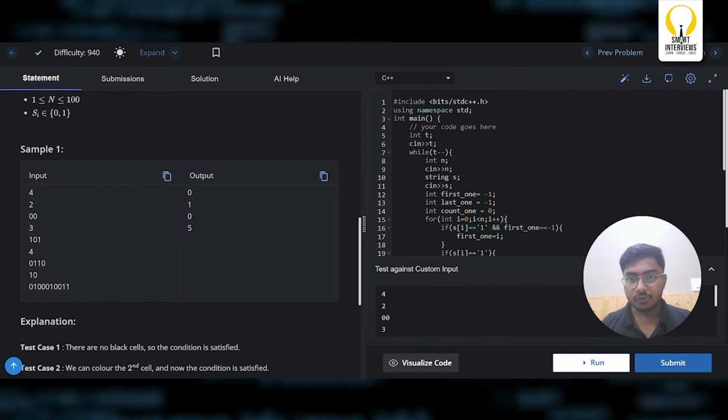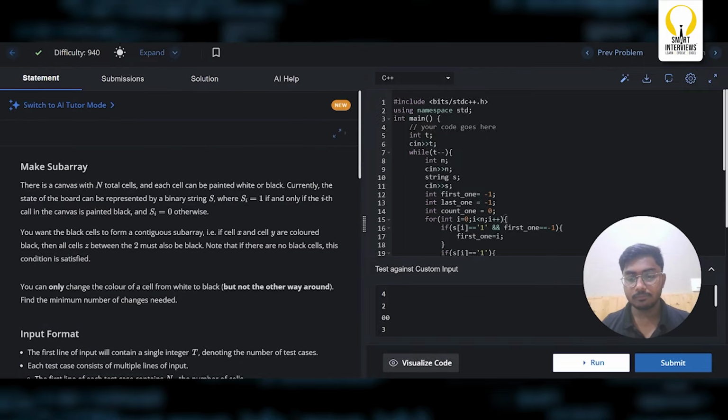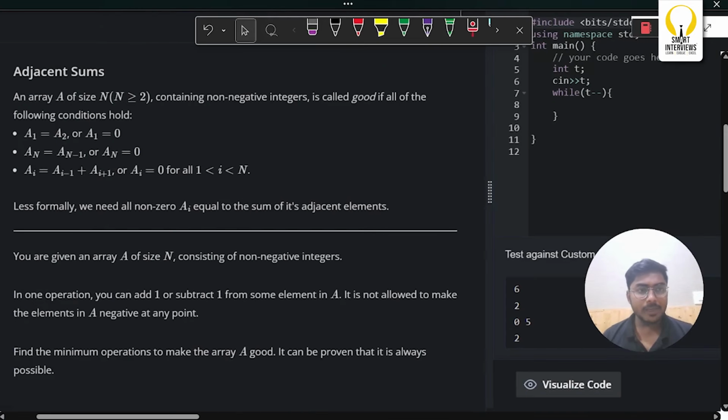It is being accepted for the hidden test cases as well. So that's all for the second problem. Okay, coming back to the third problem, adjacent sums.